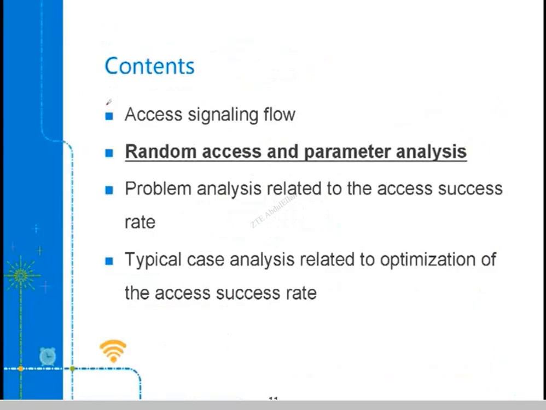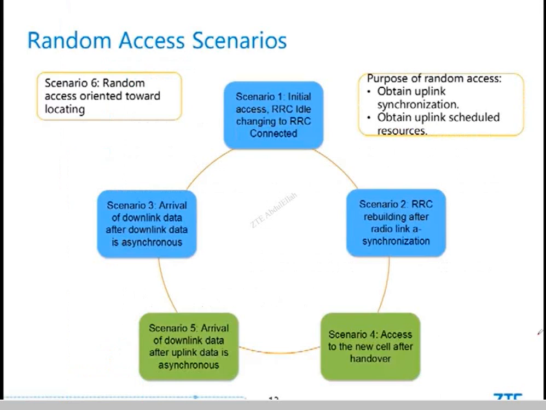And the second part is random access and parameter analysis. So what parameters affect random access? Because random access is so important in our access processing, and also we need to plan the parameters in these steps. And these parameters can also be changed. So first, we need to know the scenarios in which we use random access. The first scenario is initial access. So when you turn on your phone, it's initial access, and the RRC idle changes to RRC connected. Scenario 2 is rebuilding after radio link failure. And scenario 3 and scenario 5 are similar.